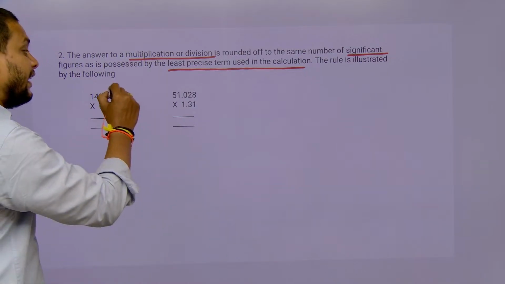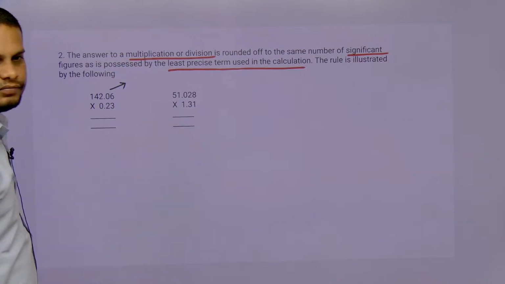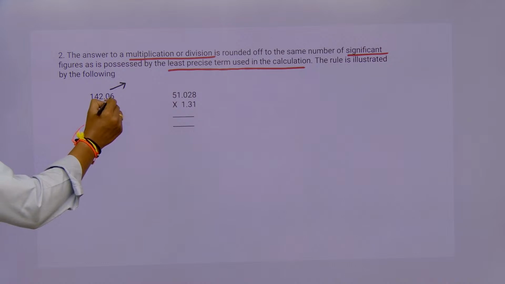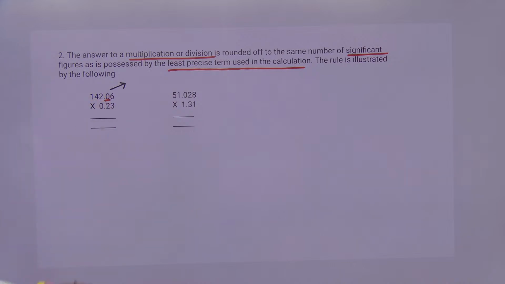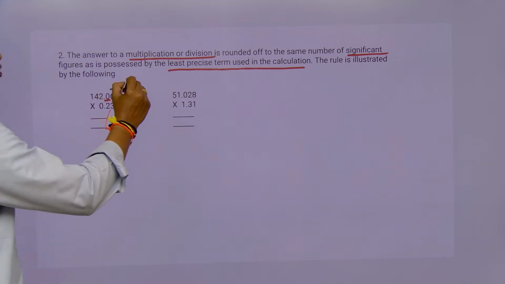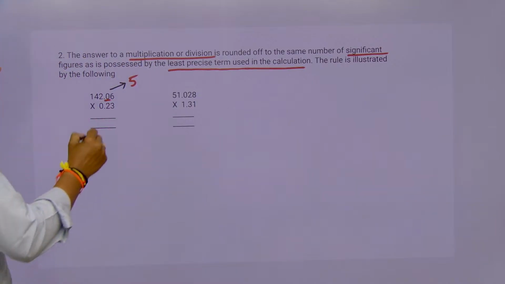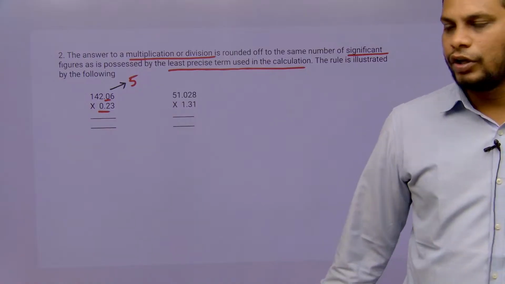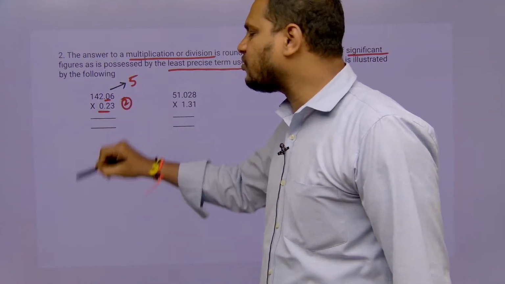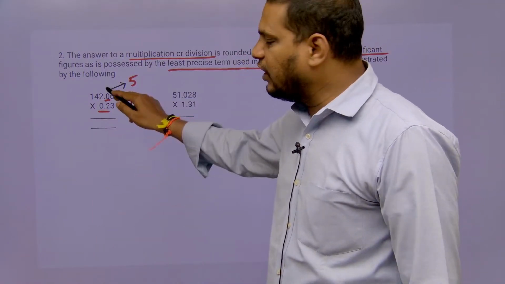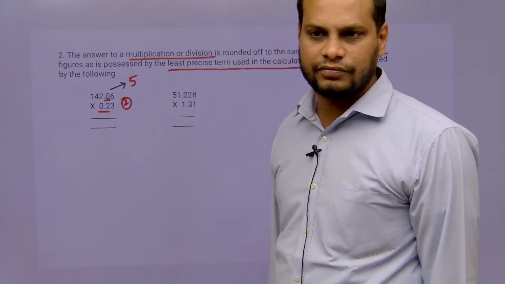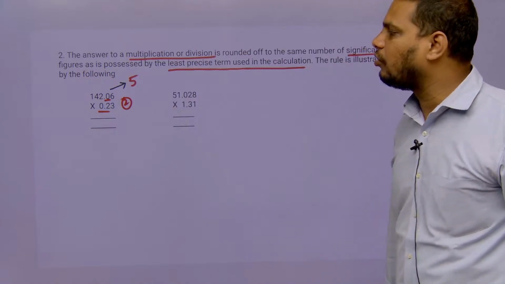Okay, now see, the first number, 142.06. How many significant numbers are there here? 5. Are you clear? The trapped 0 also has to be counted. So total 1, 2, 3, 4, 5. So 5 significant numbers are there. In this, how many significant numbers are there? 2 significant numbers. So the final answer must be reported with the least significant numbers. Okay? So multiply. What is the value? Just tell me.